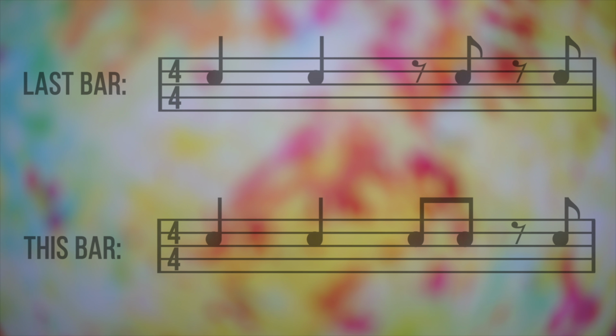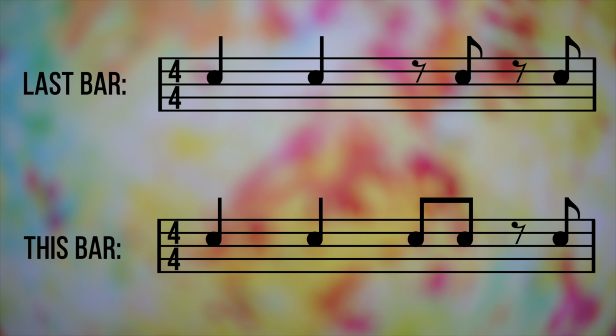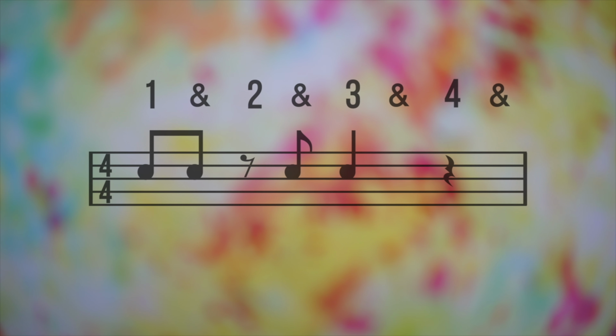This is very similar to the last bar with the addition of an eighth note on the 3 count. We represent this bar by playing 2 quarter notes in a row, followed by 2 eighth notes on the 3 and. The 4 has an eighth note rest, followed by an eighth note on the 4 and. This is how the 4th bar sounds of this 4-bar phrase.